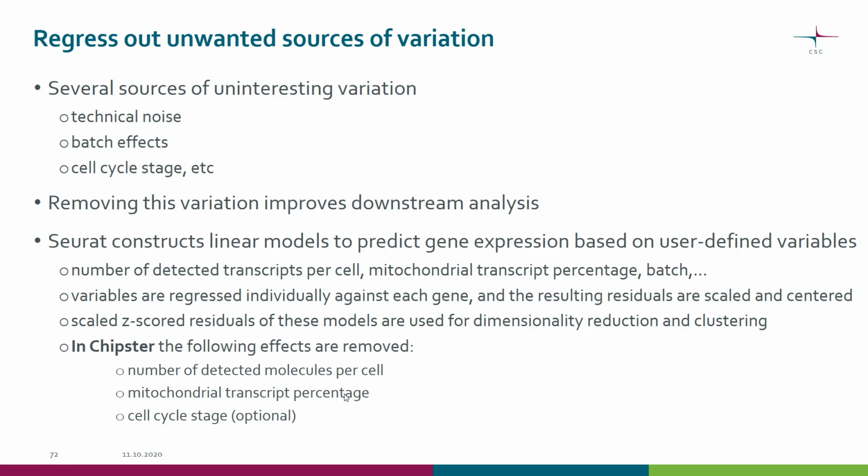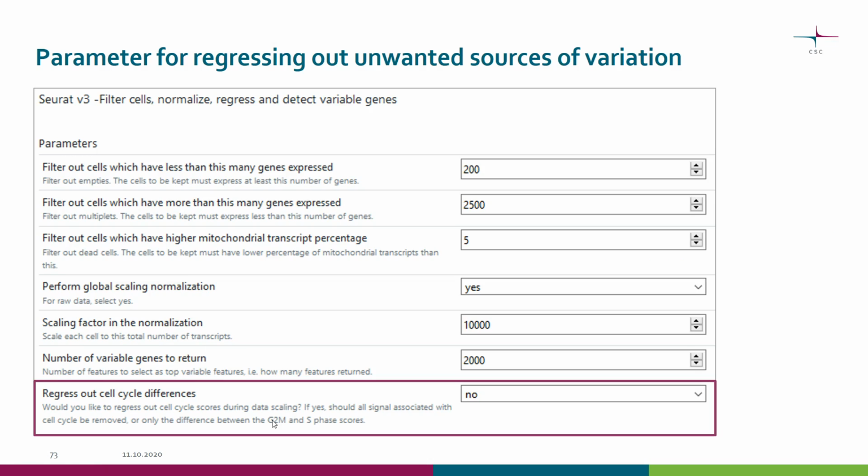So in Chipster, the number of detected transcripts per cell and the mitochondrial transcript percentage are regressed out automatically. And then you can choose if you also want to regress out the cell cycle effects. There is a separate video on that. And again, this happens in the same tool that does a lot of other things. The parameter is at the bottom here. So here it's whether you want to regress out the cell cycle differences or not.